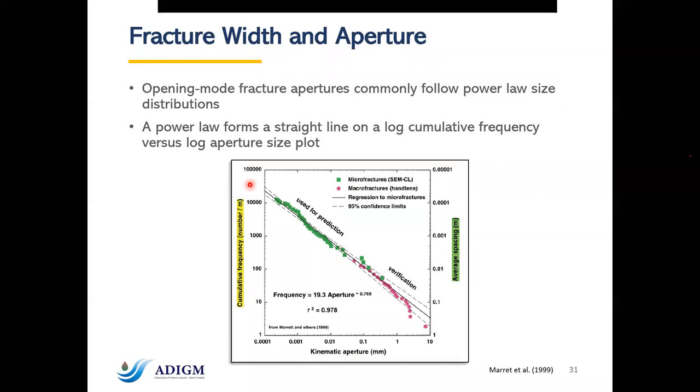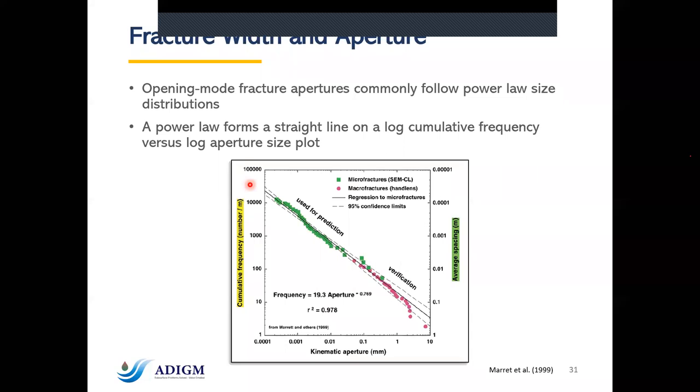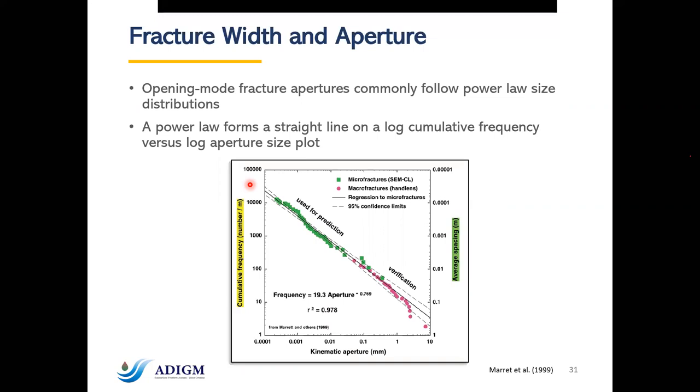They used the microfractures from the hand specimen using the magnifying lens, shown in the purple dots there, and then compare it with the microfractures identified from the SEM. So it forms a straight line in the log-log plot of the aperture and the cumulative frequency. You will also see these same plots when we talk about the fracture length.